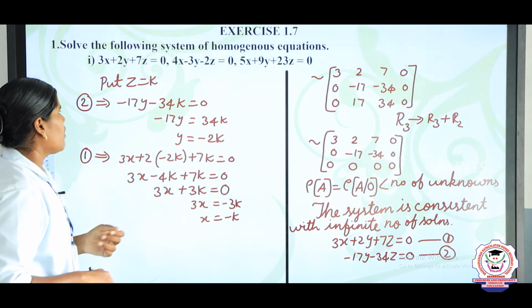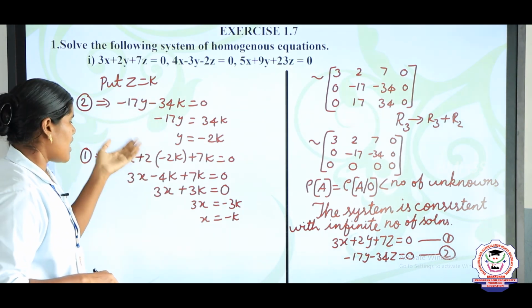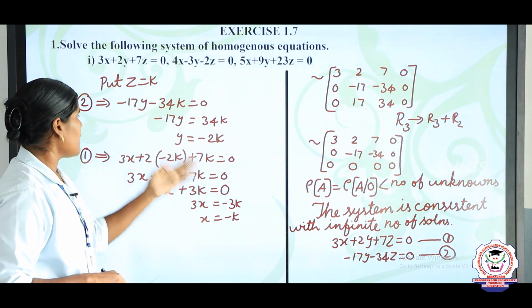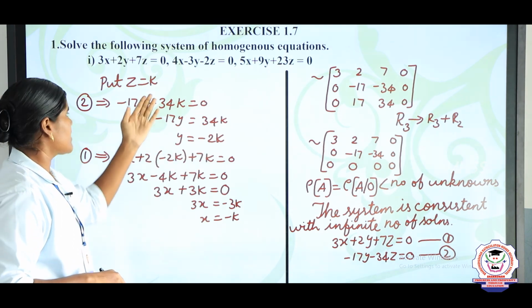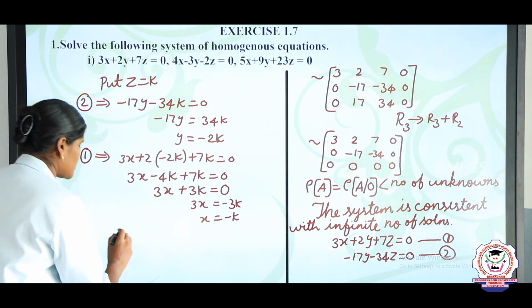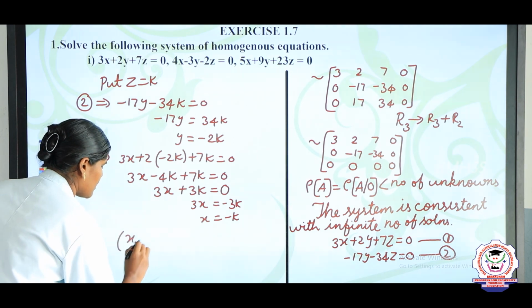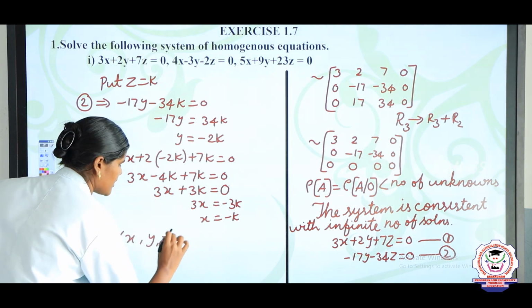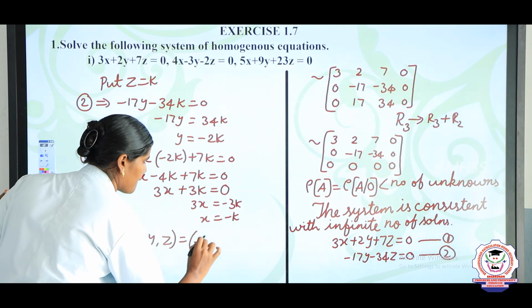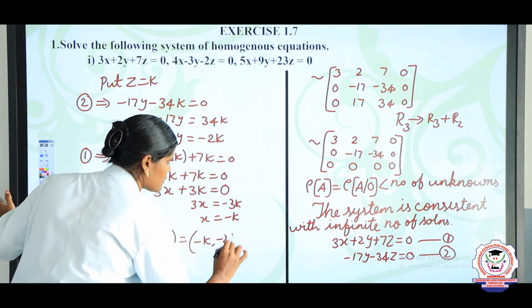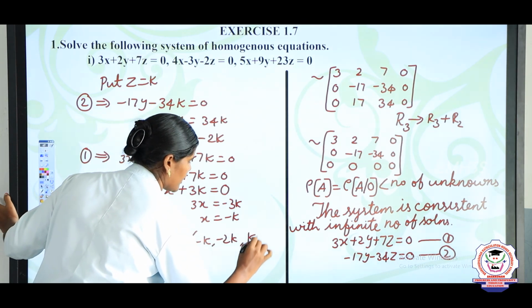So, now finally we are finding the three values, that is x is equal to minus k, y is equal to minus 2k and z is equal to k. So, the solutions are x, y and z, which is equal to minus k, minus 2k and k.